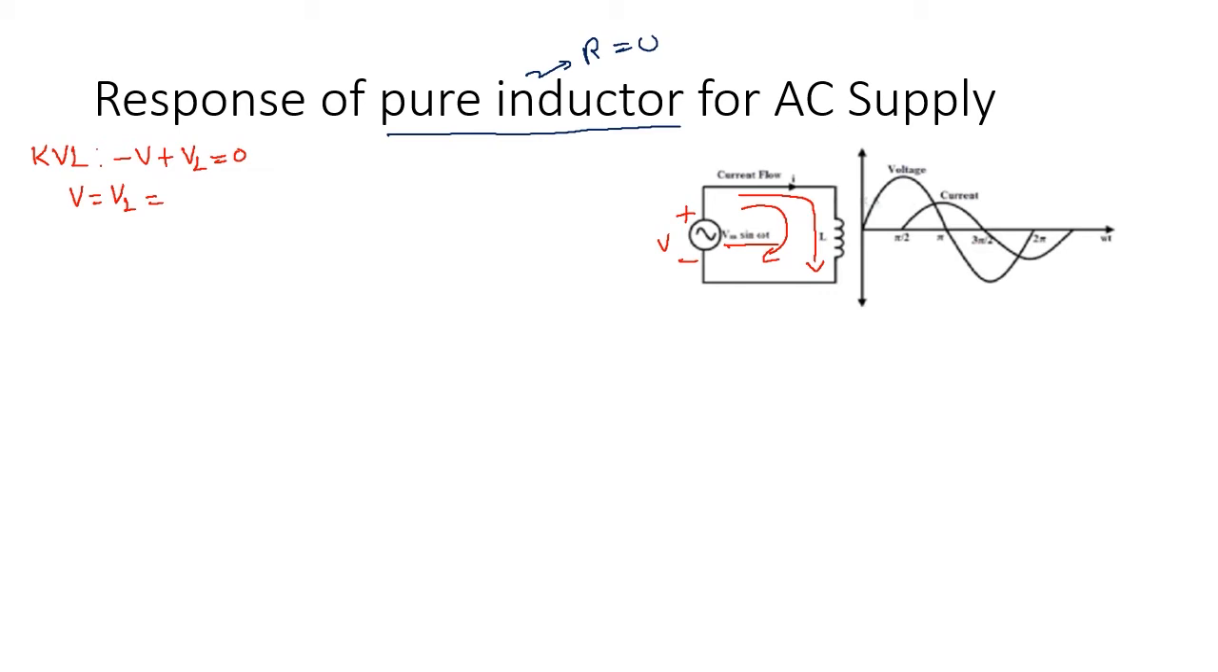The voltage drop of the inductor, you already know, is L into di by dt. Here V is equal to VL, so V is equal to L into di by dt. I need to find the current I. The voltage equation is available, so you have to find the current equation. To find it, I am cross multiplying: V into dt and 1 by L is equal to di, right?